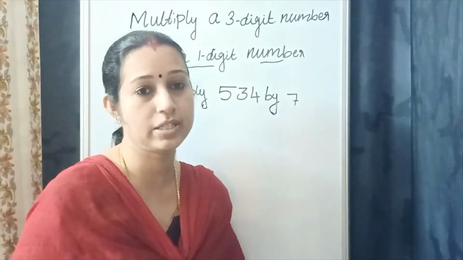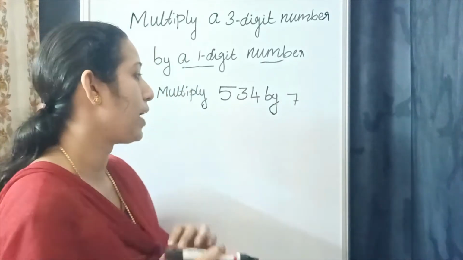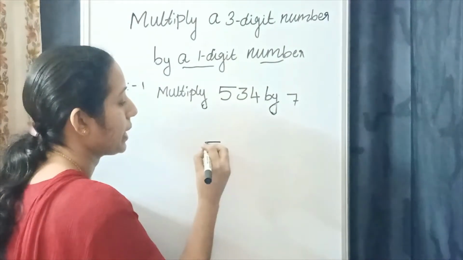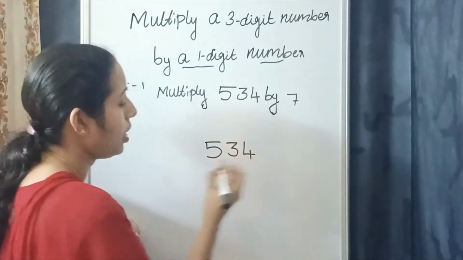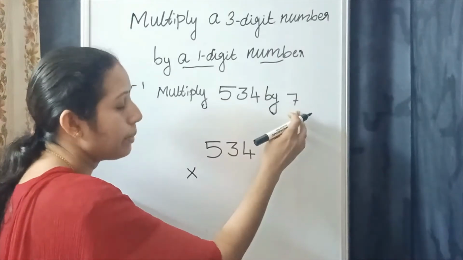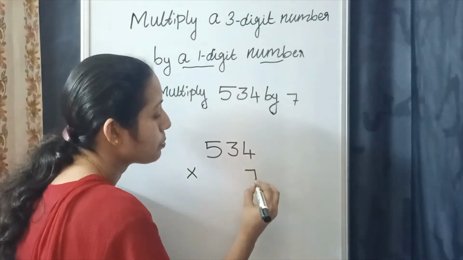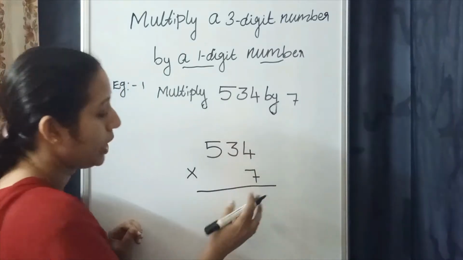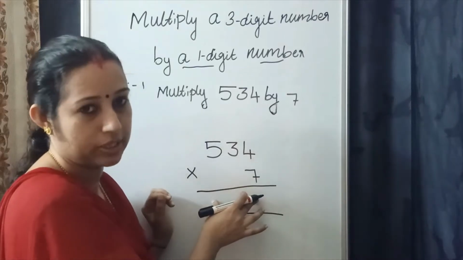What do we have to find? Yes, we have to find the product. How do we find the product of these two numbers? First we write the multiplicand, 534, then the multiplication symbol, and the multiplier 7 below the ones place digit of the multiplicand. Then draw a line. In this space we write the product.